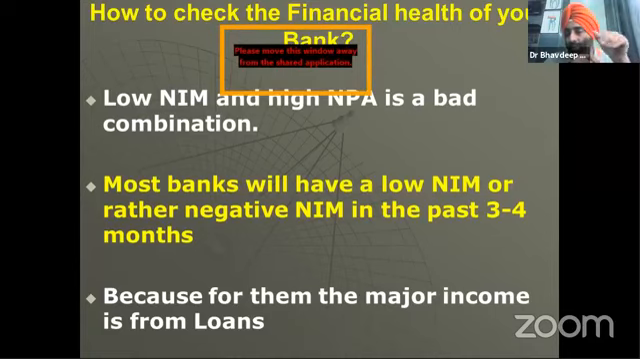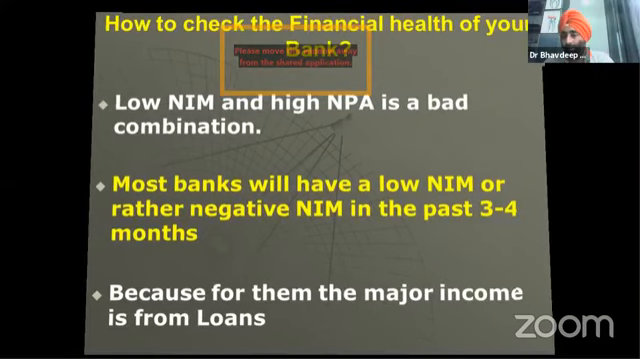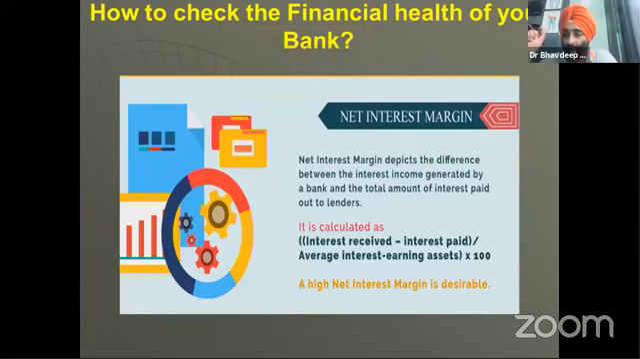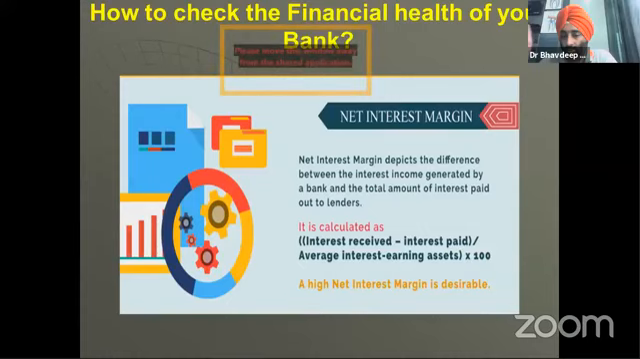But these are conditions the RBI will have to overlook when banks submit their balance sheets, because the moratorium period would be absolved of all these things. The banks have a major income from loans, which they give to customers. So net interest margin depicts the interest income generated against the total amount of interest paid out to the lenders. A higher net interest margin is desirable.